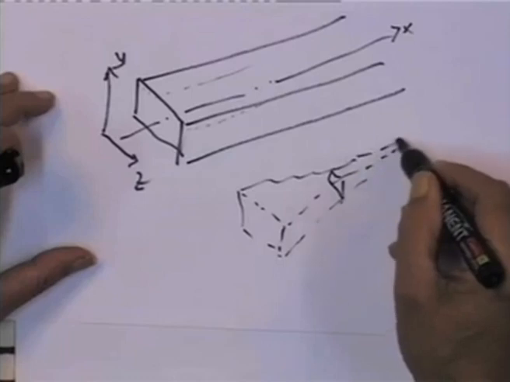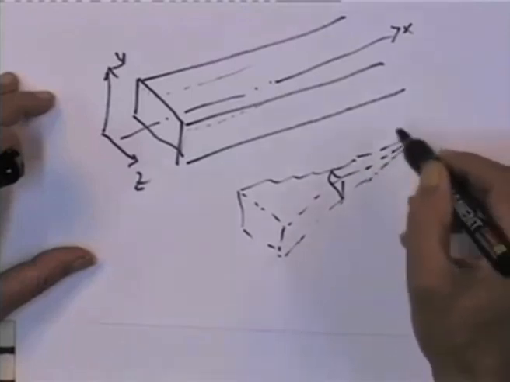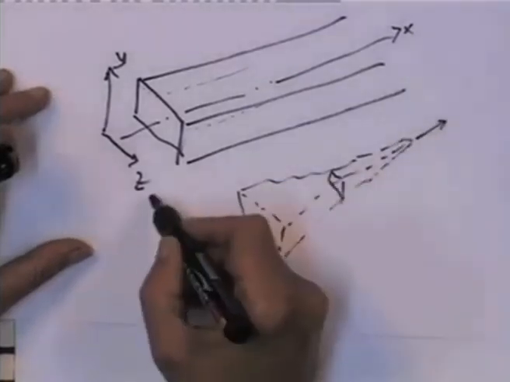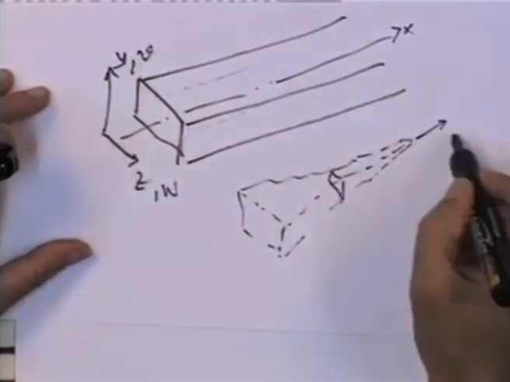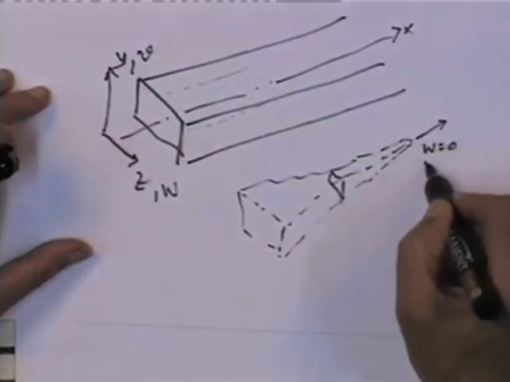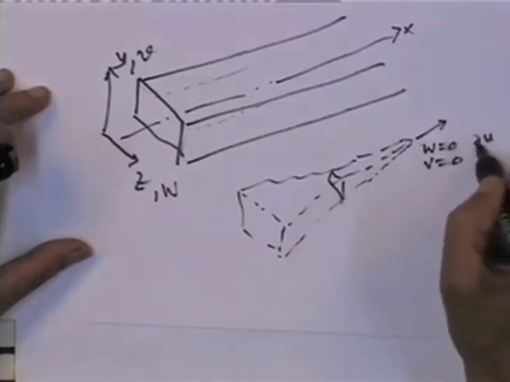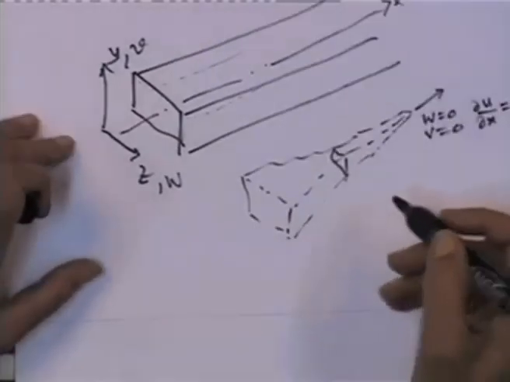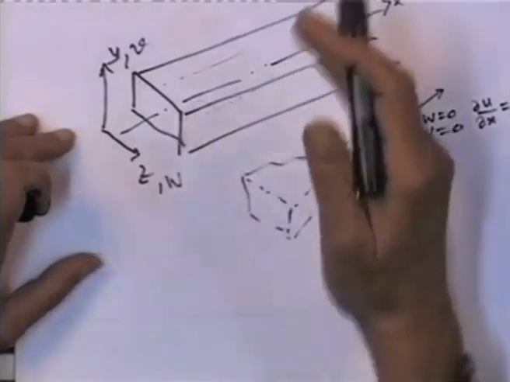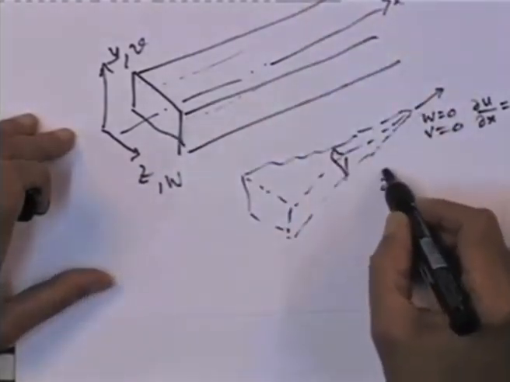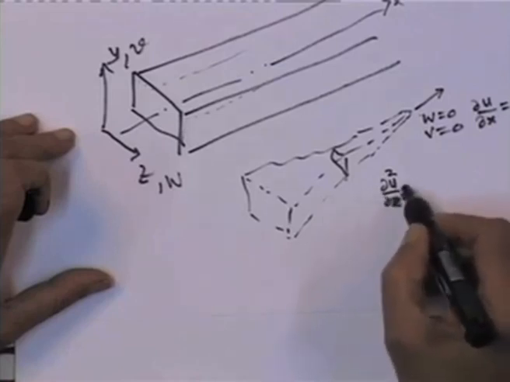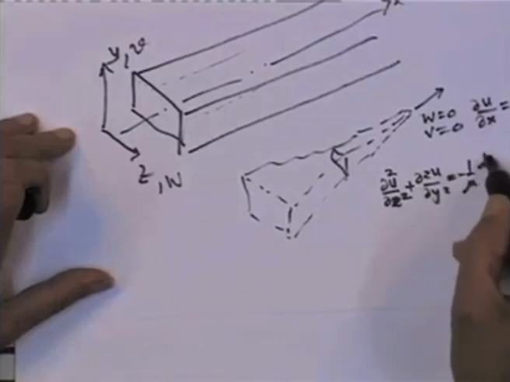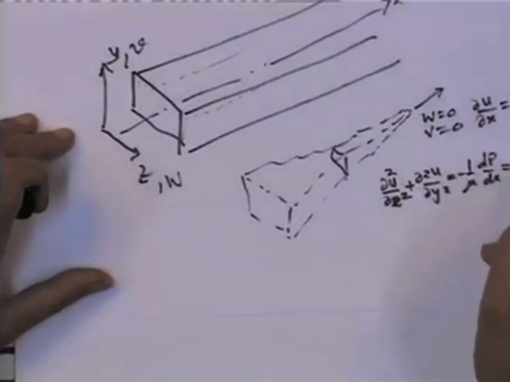And ultimately, the boundary layers will meet at some point. After that, components W and V will be 0, and du by dx will be 0. Therefore, you are left with the equation of fully developed flow in a rectangular duct, which is simply d2u by dz square plus d2u by dy square equal to minus 1 over mu dp by dx equal to constant.